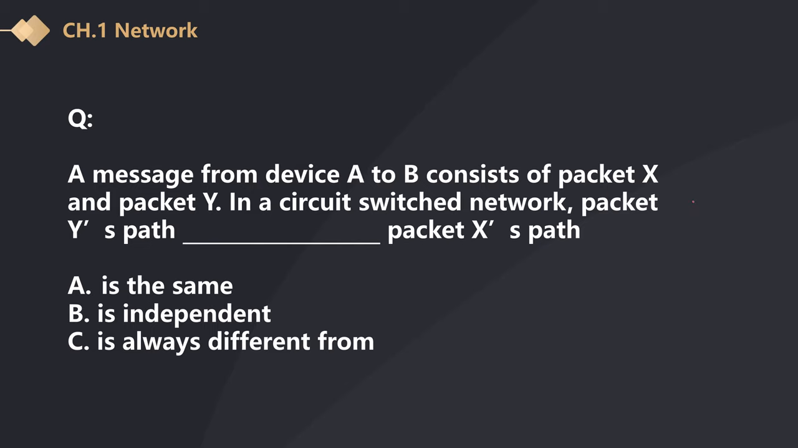Here, a message from A to B consists of packet X and packet Y. So in a circuit switch network, is packet Y's path the same or different?